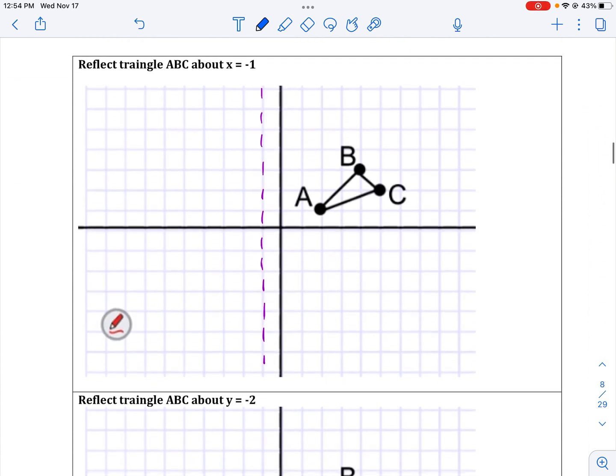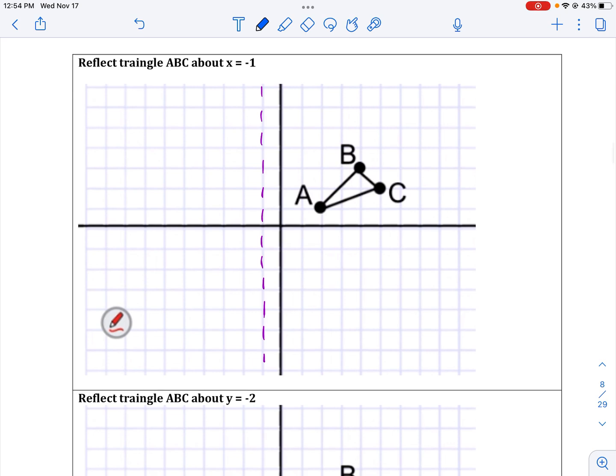Reflect the triangle over, or about, the line x equals -1. So my purple dotted line is x equals -1. Point A is 3 units to the right, so 3 units to the left is A prime. C is 6 units to the right, so 6 units to the left is C prime. B is 1, 2, 3, 4, 5 units to the right, so I go 5 units to the left, there is B prime, there is my image.